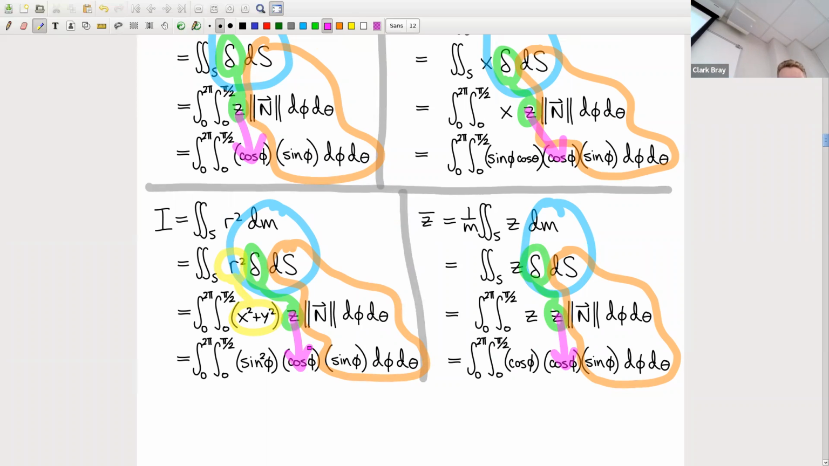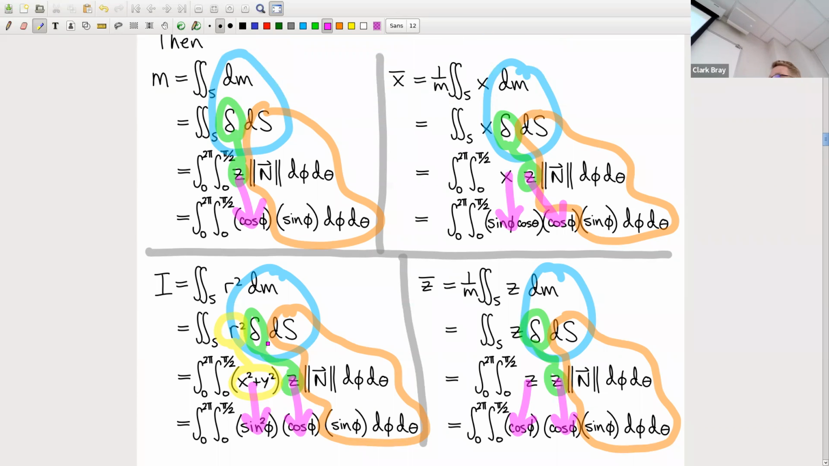Z being our density. Same parametrization, same plug-in. From our parametrization, x is sine phi cosine theta. Z is cosine phi. X squared plus y squared, again from our parameterization, is a matter of plugging in. And we're in business. So four separate things. You could think of this as four separate examples, I guess, but it's really one example. I mean, in terms of most of the ideas that go into working them, these four separate examples overlap.